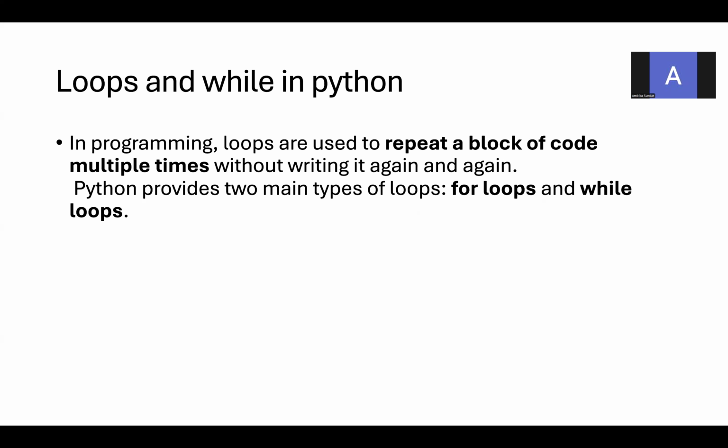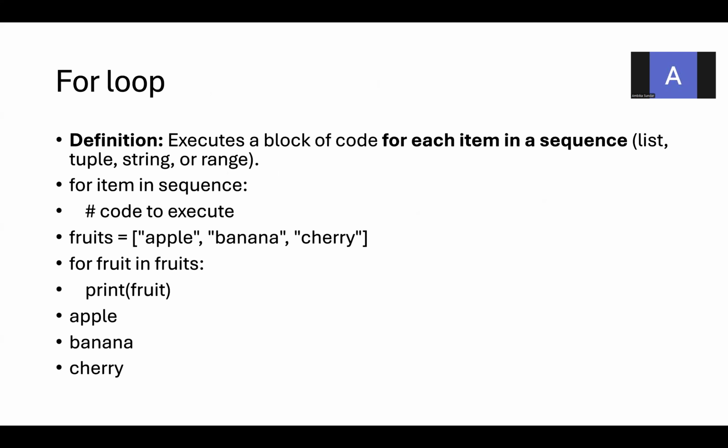There are two types of loops: one is the for loop and the other is the while loop. A for loop executes a block of code for each item in a sequence. Inside the for loop, we will be using a list, tuple, string or range. How many items you keep in the list, how many items in the tuple, a string has a number of characters, and a range has a certain range of numbers, from 0 to 1000, or 10 to 11, or 12 to 15.